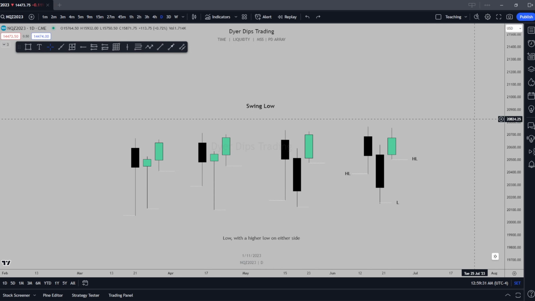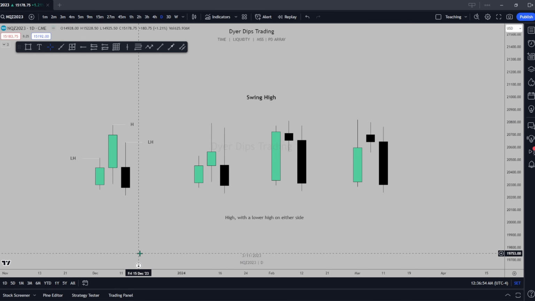And finally, the thing that lots of people get hung up on is the color of the candlestick. This is a bearish candle, so it has to have the swing low. This is also a swing low, even though this candle is green. So don't focus so much on the color of the candle, focus on the lows, because we are searching for a swing low.